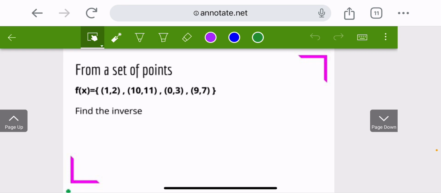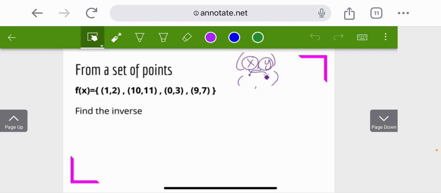Because what we're going to do is we're going to take our points, remembering that our points are made up of x, comma, y. And what we're going to do is we're going to take our x and our y and make them change places. That is how we make the inverse. I'm going to take my x, I'm going to take my y, and they're going to change places.